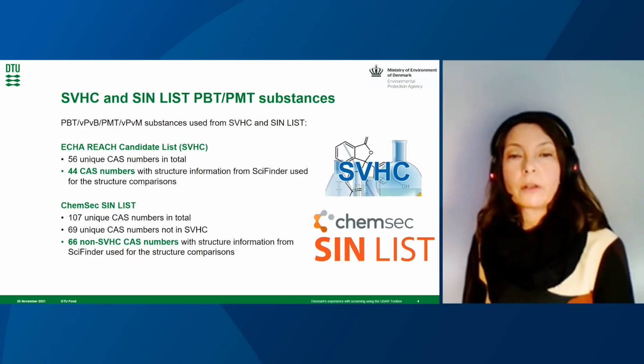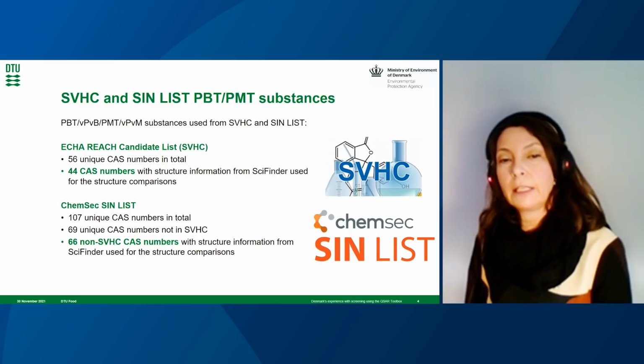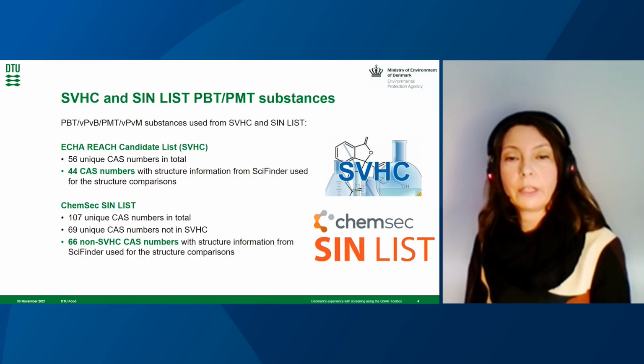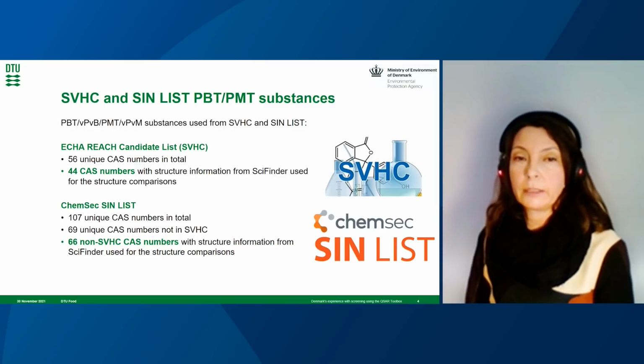And then we compared all the products against known PBTs and PMTs from the ECHA REACH candidate list of substances of very high concern that I abbreviate here by SVHC. So we had a list of 56 unique CAS numbers. And for 44 of those, we could find structure information in the SciFinder system. We also used the ChemSec SIN list, where we had 107 unique CAS numbers in total. But we only wanted here to use those that were not already covered by the REACH candidate list. So in the end, we had 66 substances that were not SVHC, but had structure information from SciFinder.